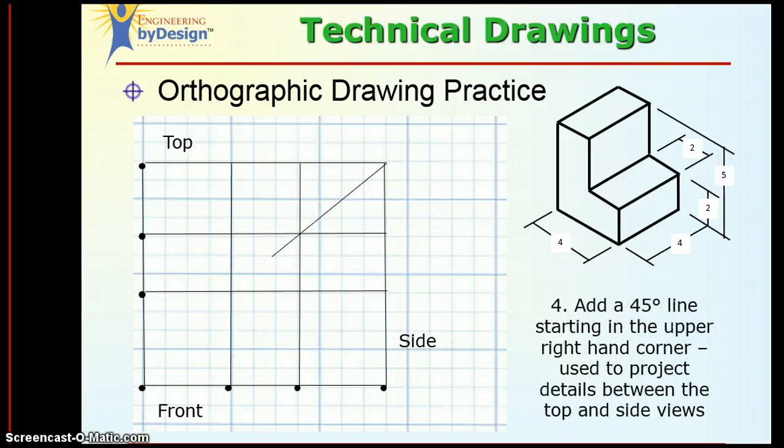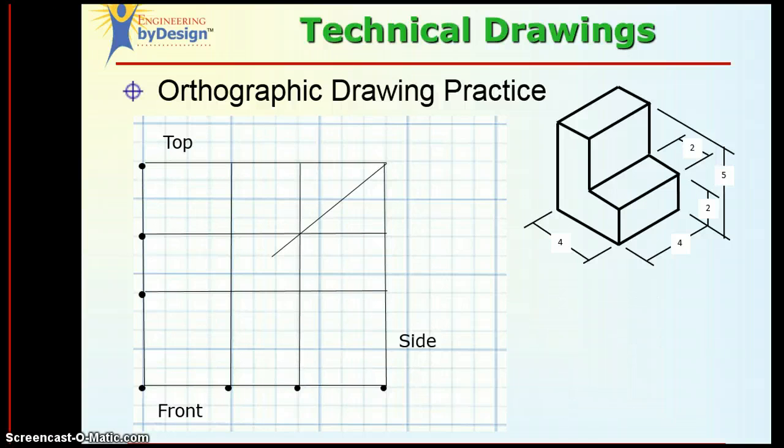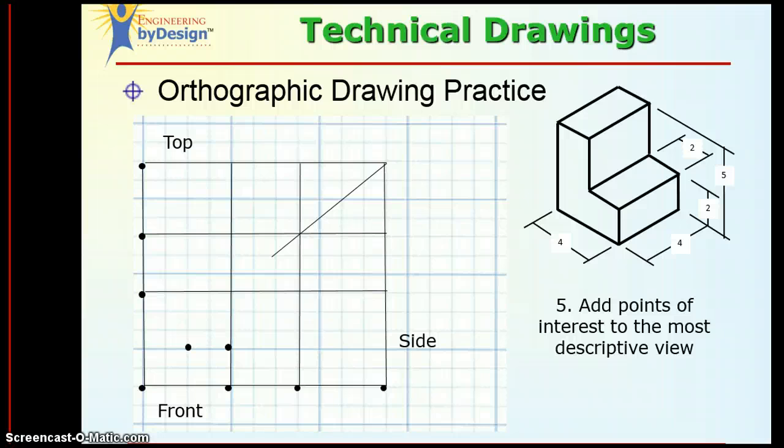Moving right along, we are going to add that 45-degree angle on through here. That's going to help us project from our top to our side, and project those details from the top to the side. We're going to add points of interest to the most descriptive view. And I look at this and really you can start off with any view that you feel comfortable doing, like you think, oh, this will be easy for me to do it this way.